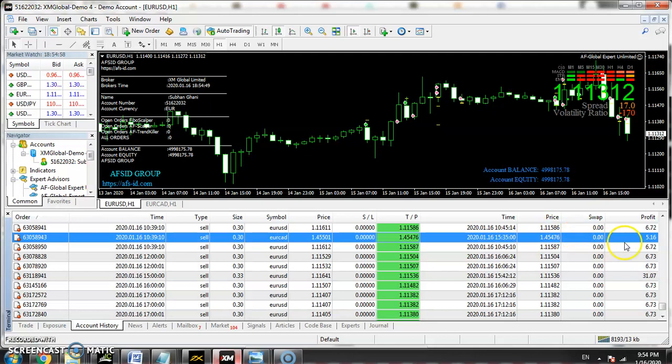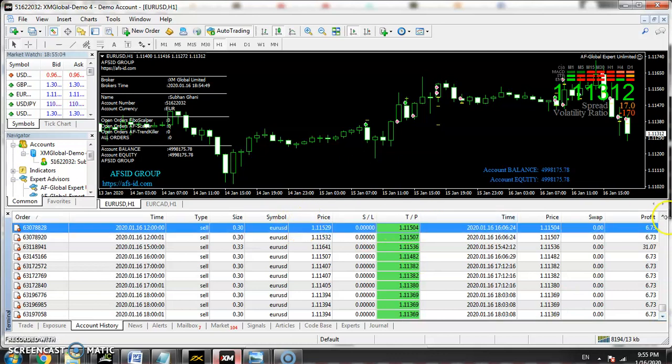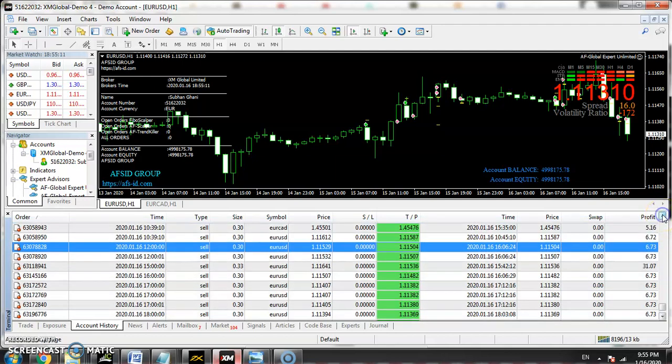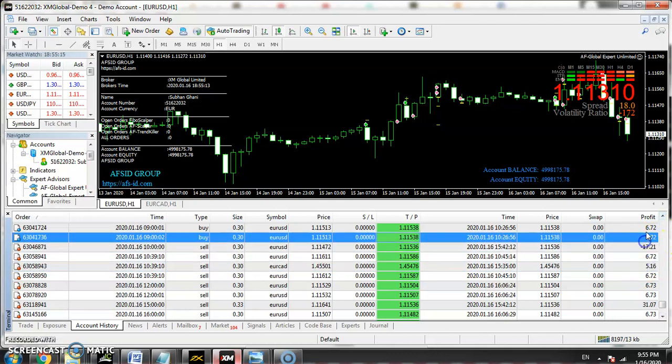So what I have done today, guys, I have changed the lot size. Basically I have tested it with 0.30. So I have set the minimum lot size to 0.30 and the highest lot size to 1 lot, and you can see how consistent it is, giving you beautiful results.